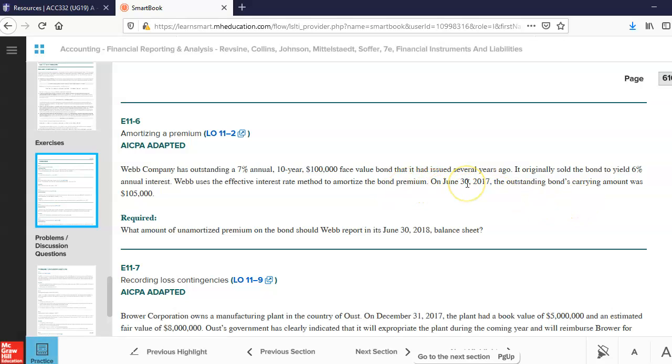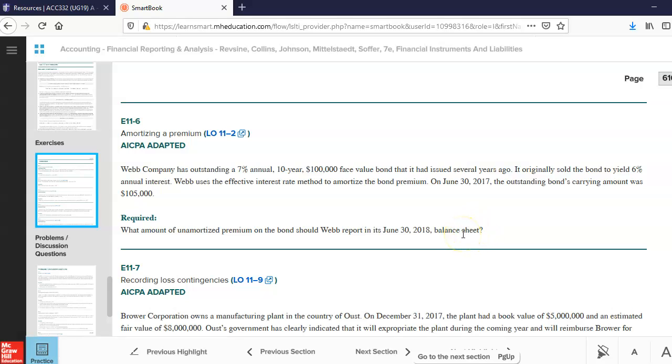That's really the only method we're using, by the way. There is what they call a straight line method, and that's where the amortization is the same every year, no matter what. With the effective, it changes. It starts higher and goes lower as we make payments. On June 30th, 17, the outstanding bonds' carrying amount was 105. So what amount of unamortized premium on the bond should Web report on June 30 of 18?